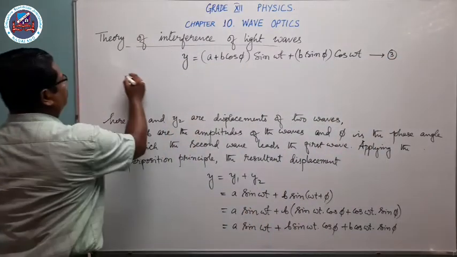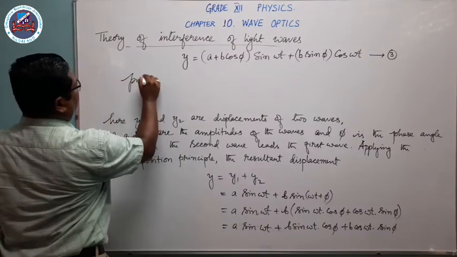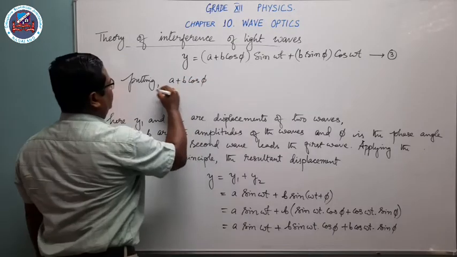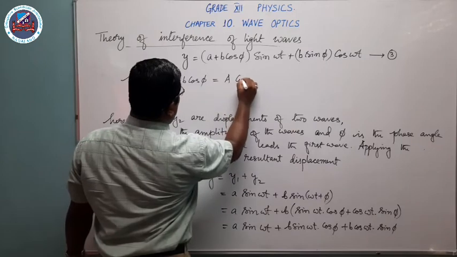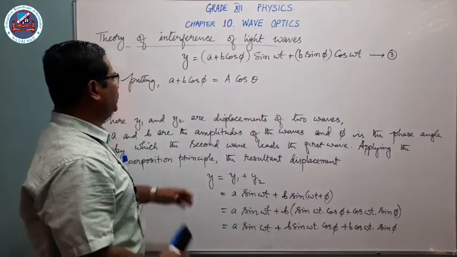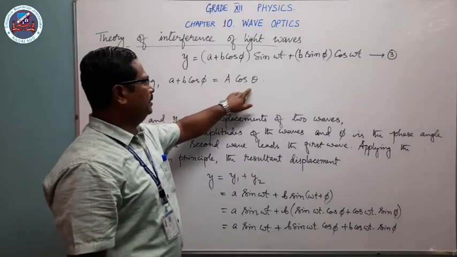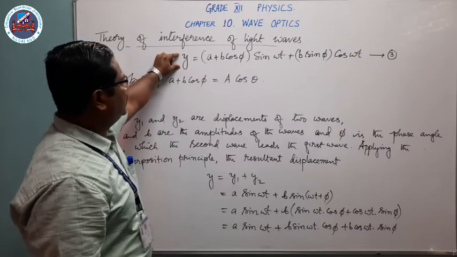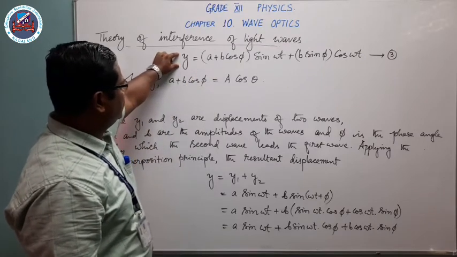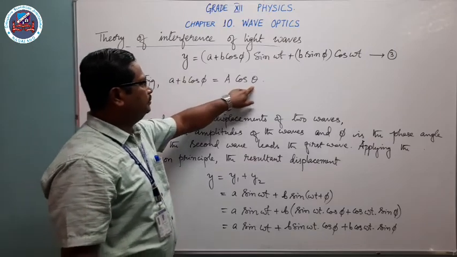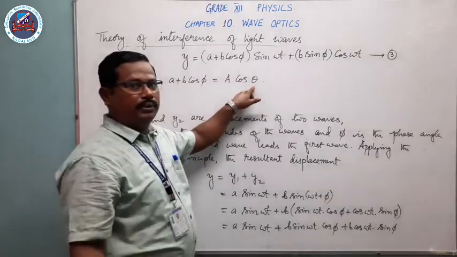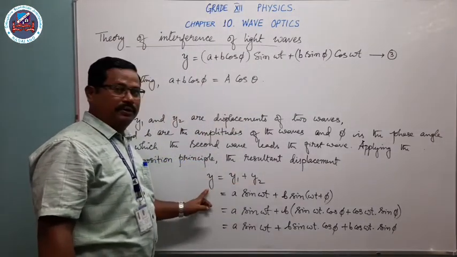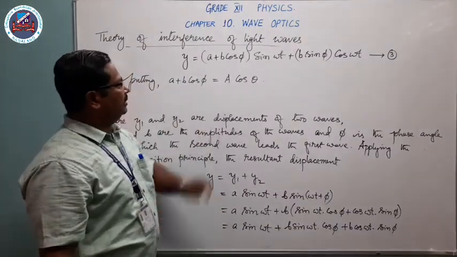Now putting this bracket term a plus b cos phi is equal to A cos theta. You may be thinking why we are putting a plus b cos phi as A cos theta. Here A represents the amplitude of the resultant wave, resultant displacement of the wave, and theta is the phase angle for the new wave that will form. Because we are adding y1 plus y2, we get a new wave. So what will be the new wave equation? We are trying to get it.